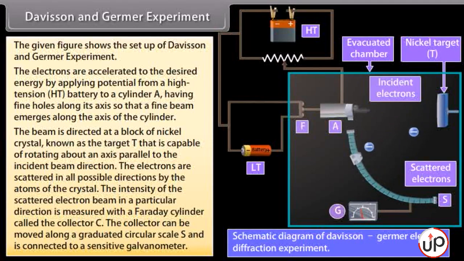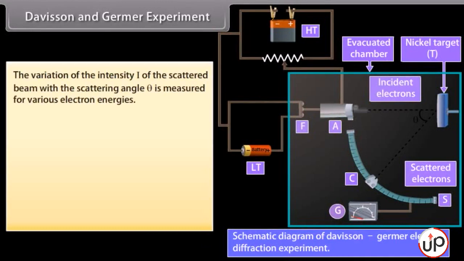The electrons are scattered in all possible directions by the atoms of the crystal. The intensity of the scattered electron beam in a particular direction is measured with a Faraday cylinder called the collector C. The collector can be moved along a graduated circular scale S and is connected to a sensitive galvanometer. The deflection of the galvanometer is proportional to the intensity of the scattered electron beam entering the collector. The variation of the intensity I of the scattered beam with the scattering angle theta is measured for various electron energies. From the de Broglie relation, the de Broglie wavelength associated with the 54 eV electrons can also be determined.